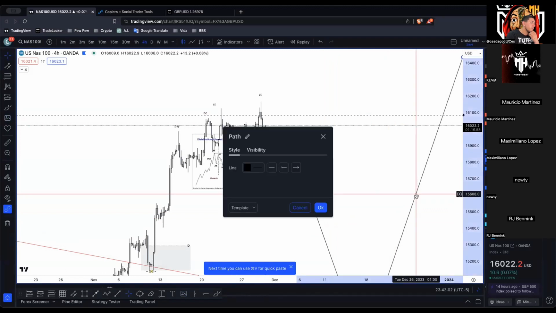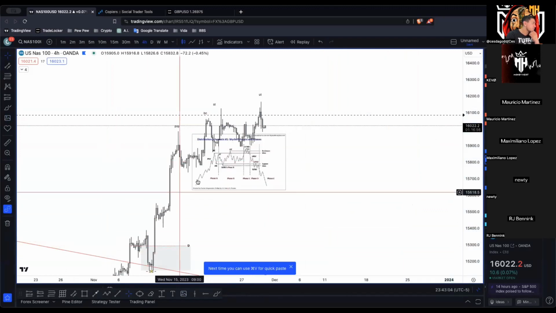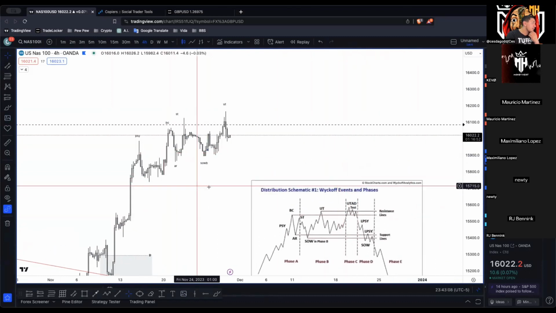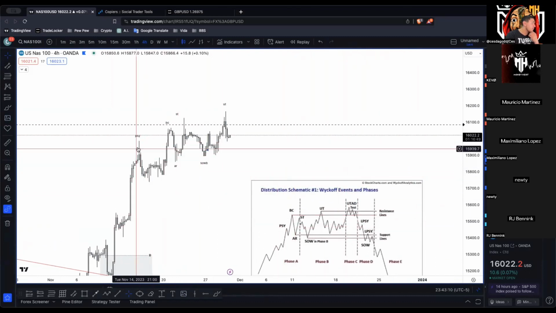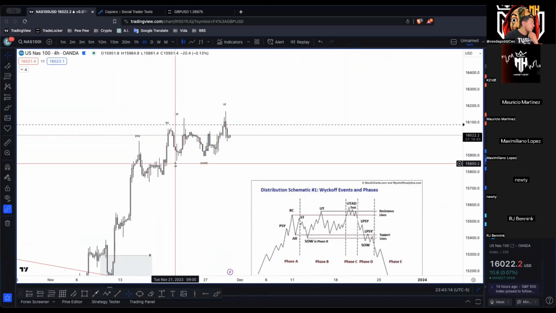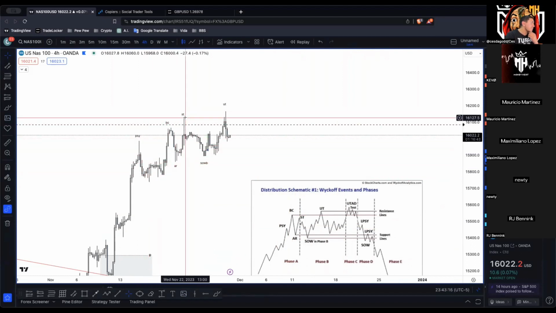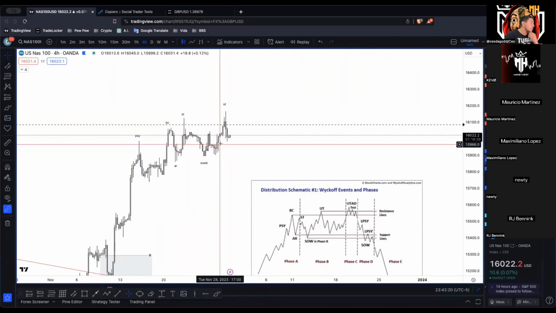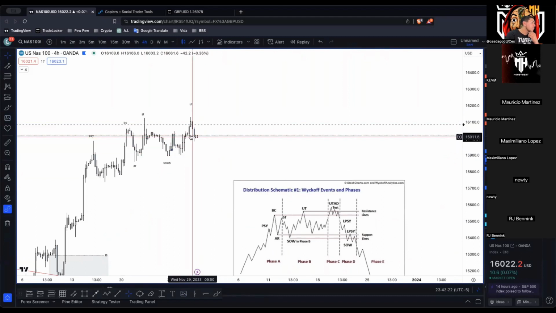Bang. Let me get rid of this. Right, starting to give us a classic Wyckoff schematic, right? We have our PSY, which is the first sign of momentum slowing down. We know the buying climax, the automatic rally, the secondary test, sign of weakness, and then the upthrust, right? This random last push up. Now price is starting to push back down.